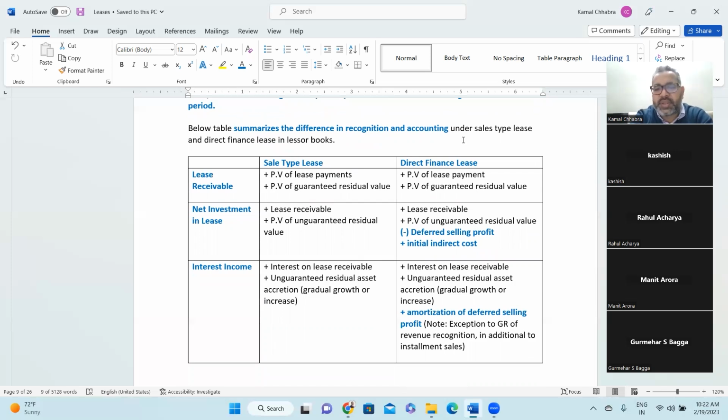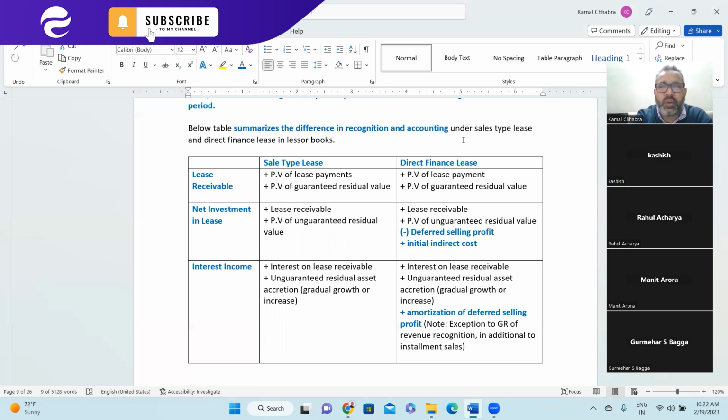The first one is the present value of the lease payments which are received or expected to be received, plus the present value of any guaranteed residual value. Residual value is the amount you are expected to receive from the lessee at the end when he or she will obtain or purchase the respective asset, right? In both situations, whether it's a sales type lease or a direct finance lease, your lease receivable amount is the same, right?